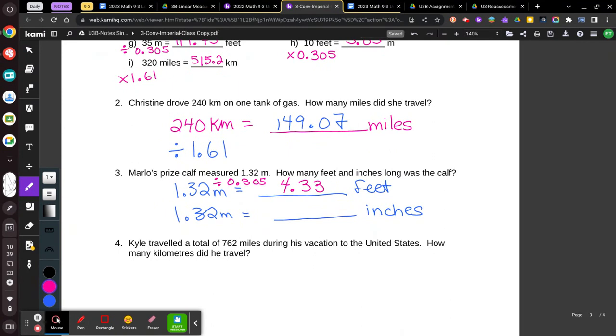So 4.33 feet. Now I need to go meters to inches. Well, meters to inches, I can go meters to feet and then feet to inches. So I'm going to go 4.33 feet times 12, which is going to give me inches. 4.33 times 12, and I'm going to get 51.96. Okay, that's going to give us meters to inches.